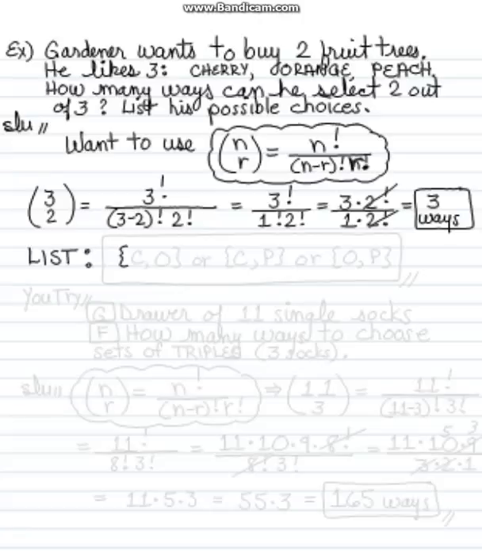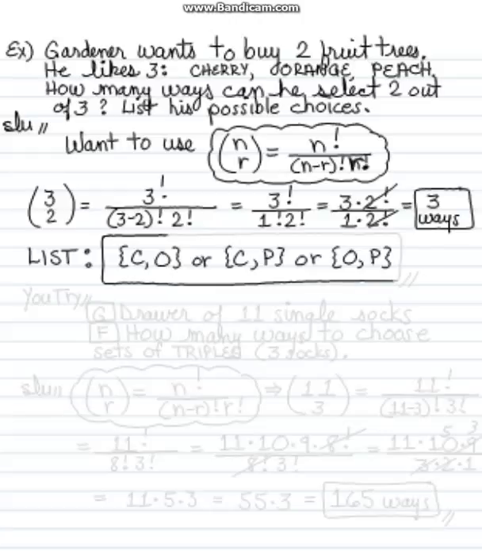Well, he could have chosen the cherry and the orange tree. That would have been one possible choice. Or he could have picked the cherry and the peach tree. Or the other possibility, he could have gotten the orange and the peach tree. But those are the only possible pairs that you can arrange out of that set of 3 trees. So there are 1, 2, 3 choices of how he could have chosen those trees.